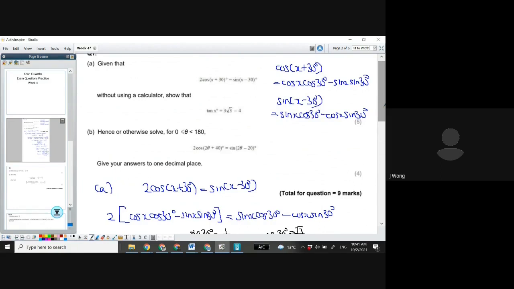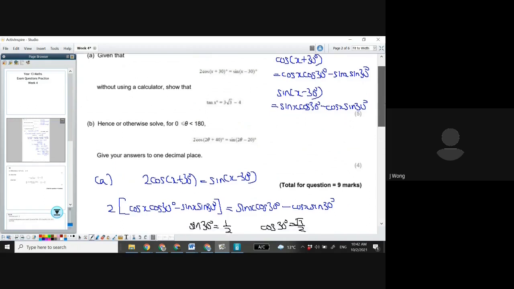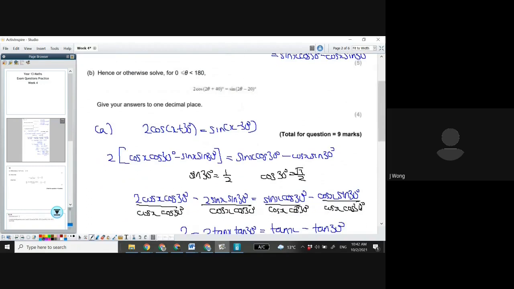Sometimes you could just use AS identities, even in A2. However, very likely you'll be either using the reciprocal identities, sec square x equals tan square x plus 1, for instance, or these sort of compound angle formulas, or double angle identities. Now, here, you actually don't need that.